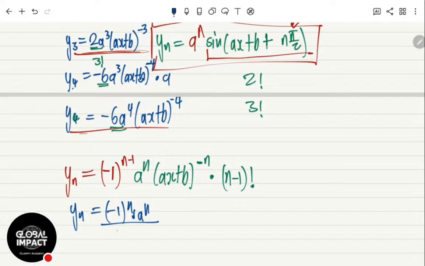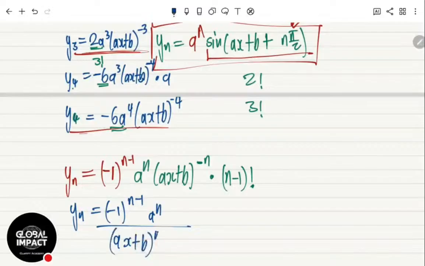Make sure you put that. So here I'll say negative 1 to the power of n minus 1. So you'd say yes, negative, and then you'd put your a to the n. Since this is a negative power, it goes, so it'll be a to the... So yes, here you have put a to the n. Remember to put now your ax plus b, but it is now to the power of positive n. Here you still have your n minus 1.